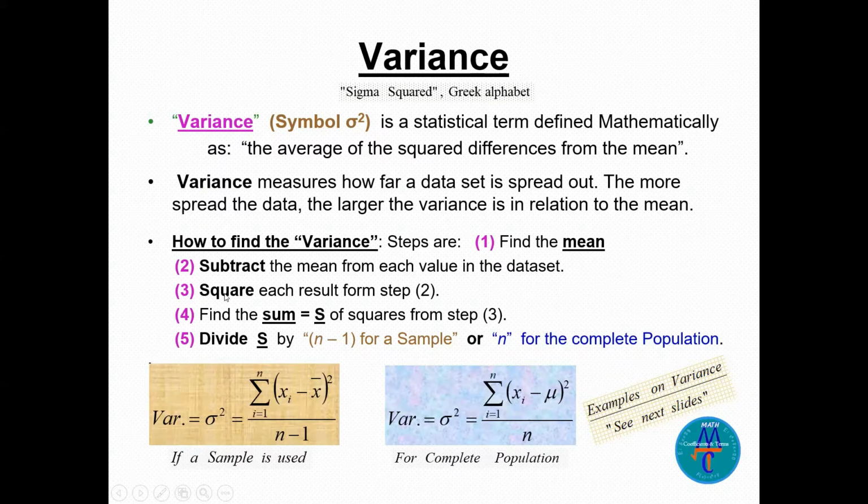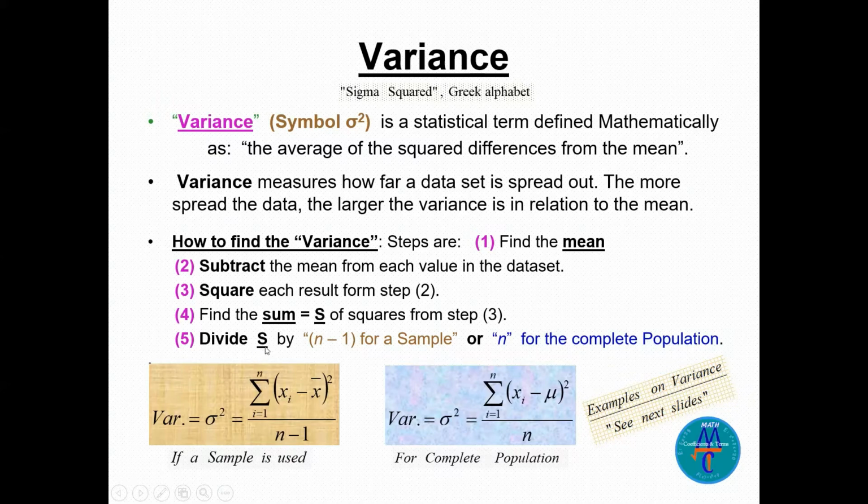Okay, then you square each result from step 2. You square it, so you find x1 minus the mean, square it. x2 minus the mean, square it. x3 minus the mean, square it. Then you find the sum, we call it S here. Find the sum of the squares from step 3. You find all these summations. This is the summation of xi minus the mean, all squared, i goes from 1 to n.